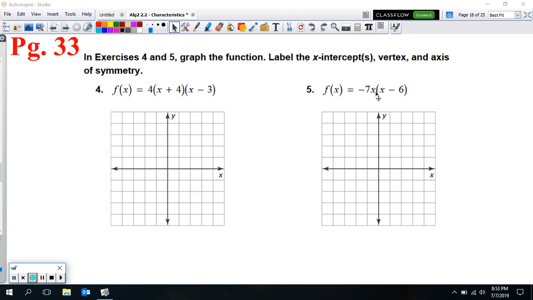Same thing over here. There are 2 x's being split. The x is out here with the A number, and then there's nothing there. It's like x plus 0 here, or x minus 0 on this one. And this one has 6 with it, x minus 6.